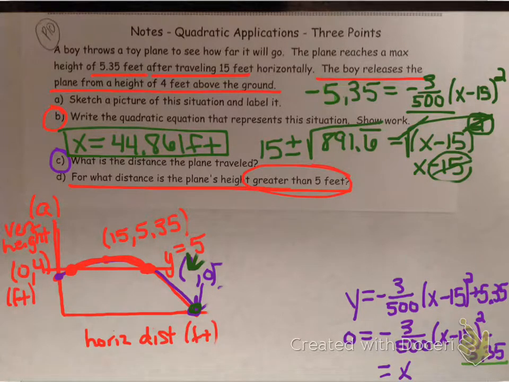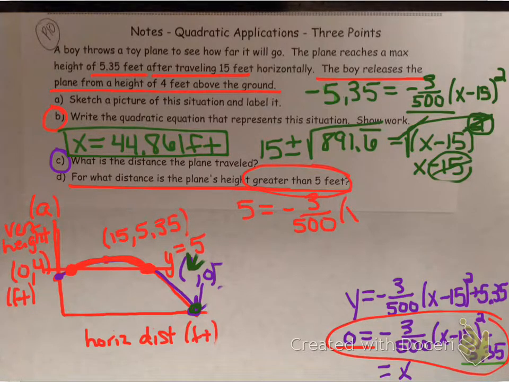So you have two options. If you're asked to do it algebraically, you would repeat what we did right here, but instead of setting it equal to 0, you would set it equal to 5. And what that would let you solve for is the x values right here and right here that told you the two times when the plane was at 5 feet high. And we know that in between those two times the plane is above 5 feet high.